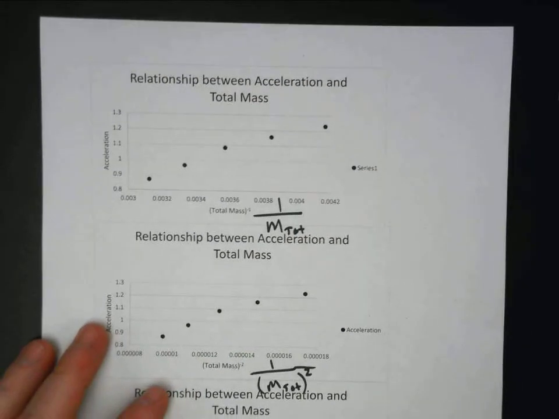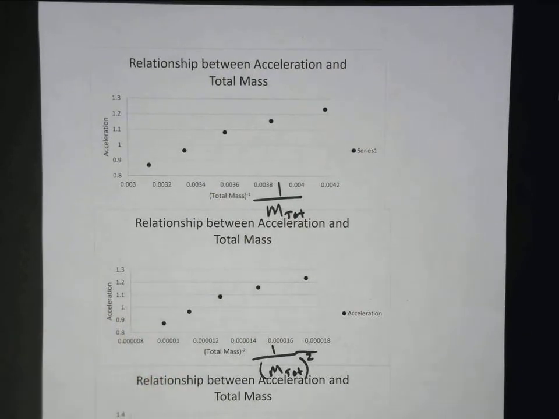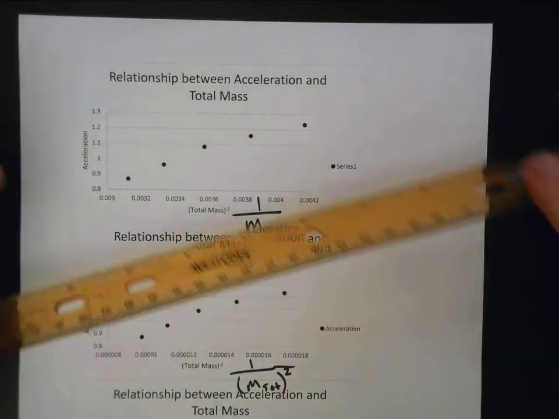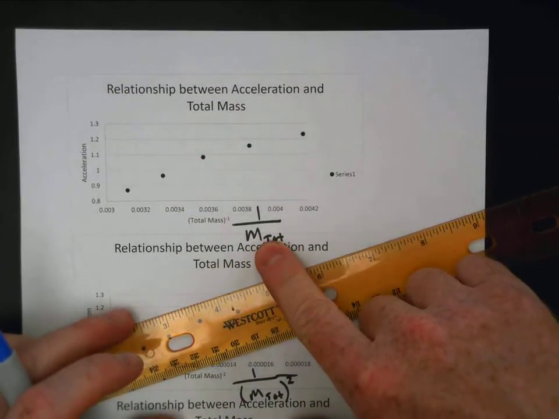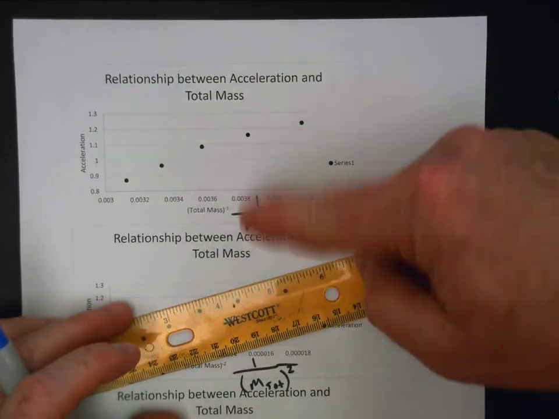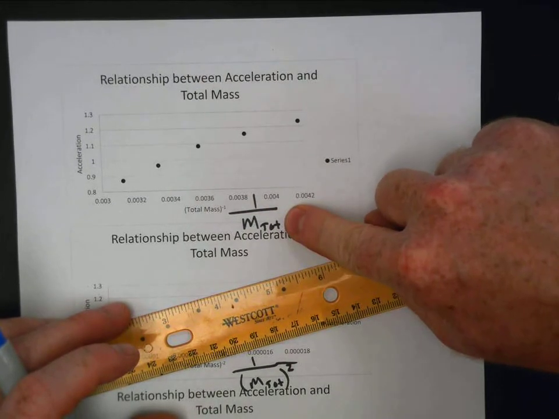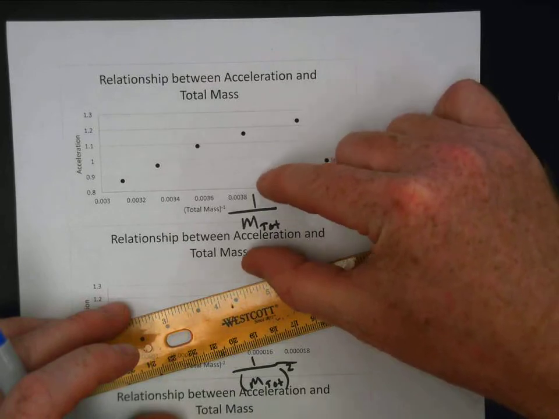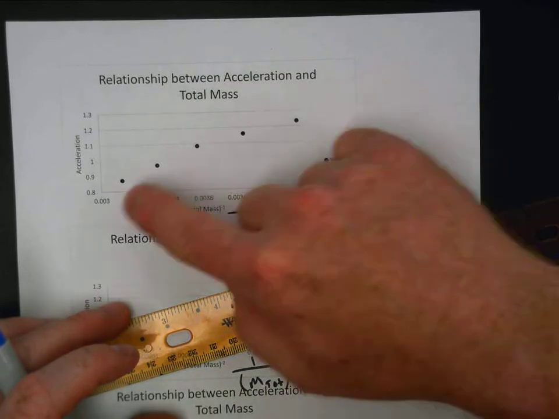Now, I can't verify this with numbers quantitatively, but with some conjecture, I can say, look, the more mass we had, the less acceleration. So flip this around, or take the inverse of the total mass. Then the more total mass, the smaller the value of this fraction. That means we would get more acceleration.